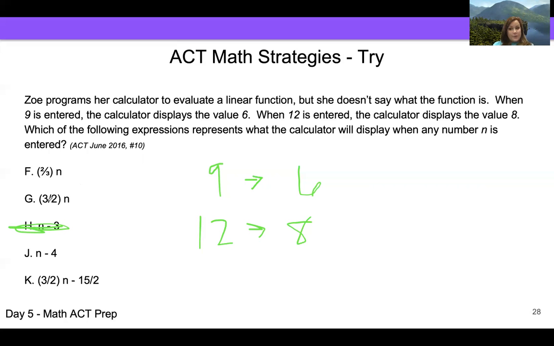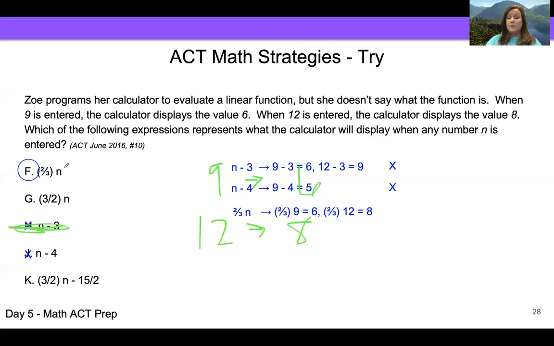Let's do 9 times 3 halves. 9 times 3 is 27 divided by 2. Definitely does not give us 6. So move on. Let's go to F, 2/3. 9 times 2 is 18 divided by 3. It gives me 6. So let's try 12 now. 12 times 2 is 24 divided by 3 is 8. Yes, we have a winner. Not so bad.